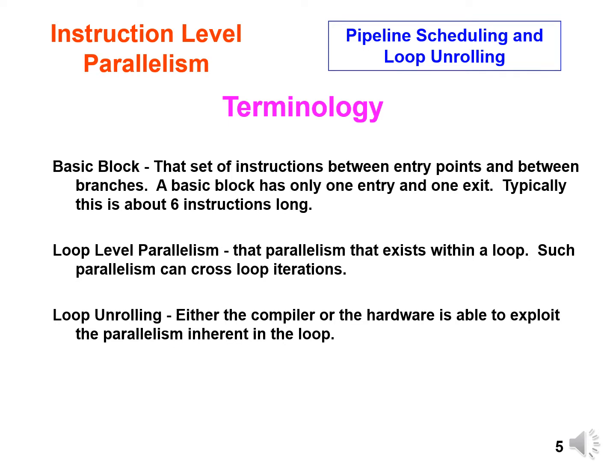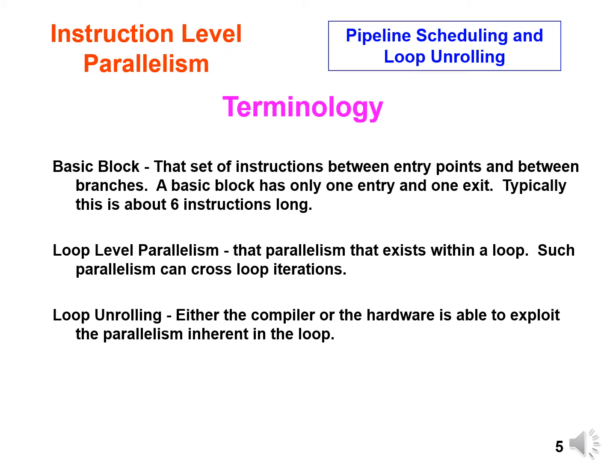Okay, so what does loop level parallelism mean? It is the parallelism that exists within the loop. Such parallelism can cross loop iterations. For example, if we have a for loop, we are going to execute the instructions inside the for loop multiple times, right? So that is loop level parallelism.